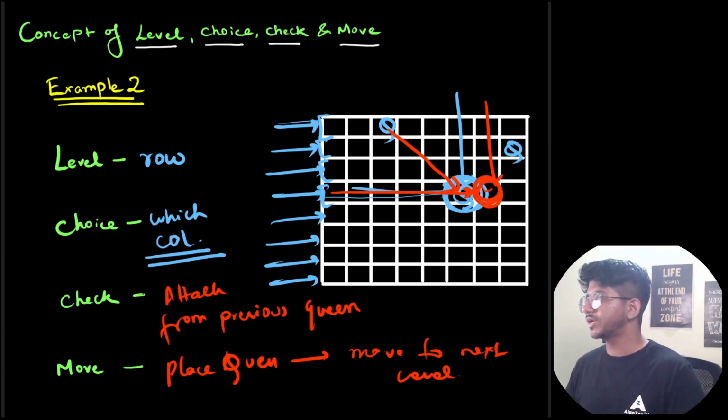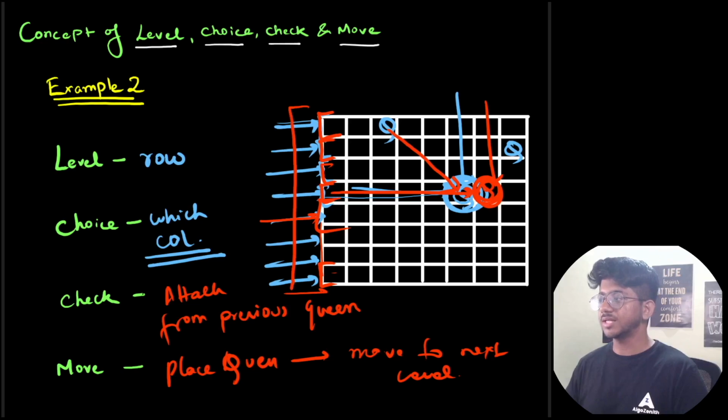So we place a queen over here and try to see where we can place now a queen in this one. So see, first we are placing a queen over here, placing a queen over here, placing a queen over here, placing a queen over here, and so on till the last row. If you place a queen over here and it's valid, that means you have got one solution, right? This is how we explore solutions for the N-Queen problem.